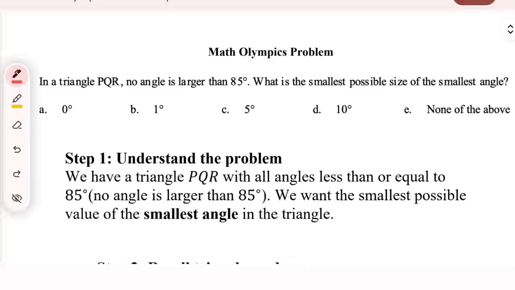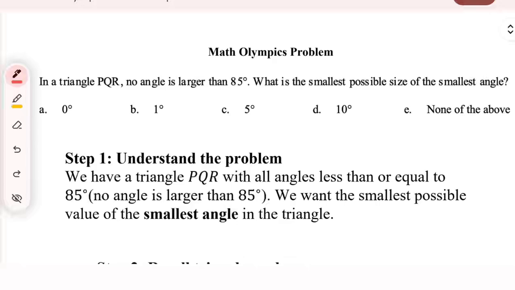Here's another Math Olympics problem involving a triangle. It's given as a triangle PQR, so you can illustrate it yourself: a triangle with corners P, Q, and R. No angle is larger than 85 degrees. So in this triangle, there's no angle that's greater than 85 degrees. What is the smallest possible size of the smallest angle? And we are given choices A, B, C, D, and E.